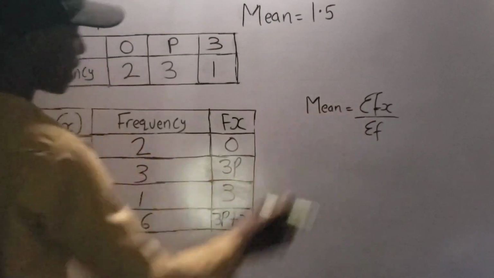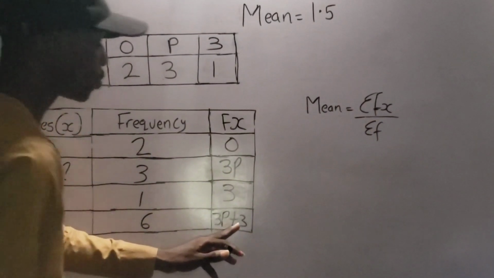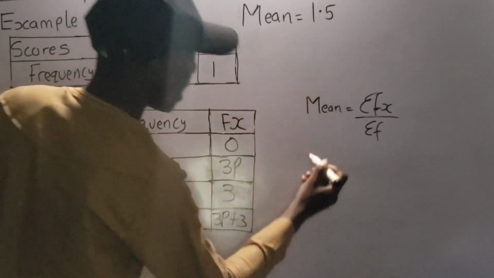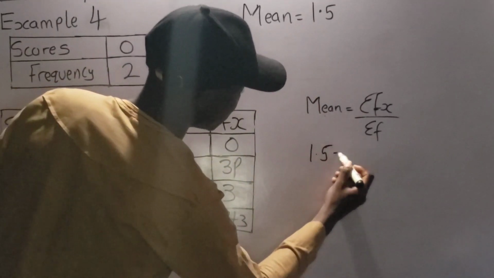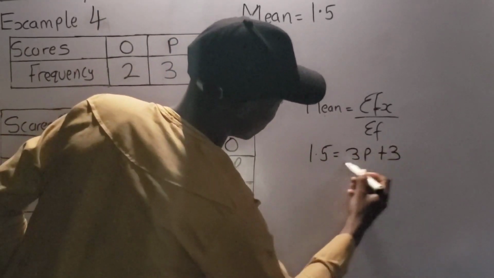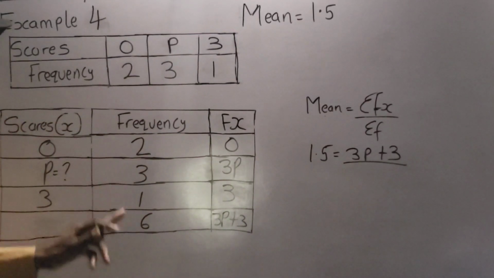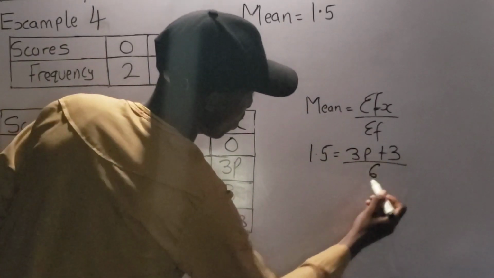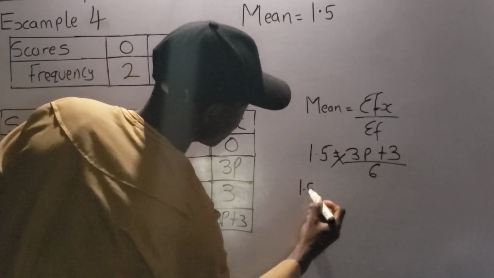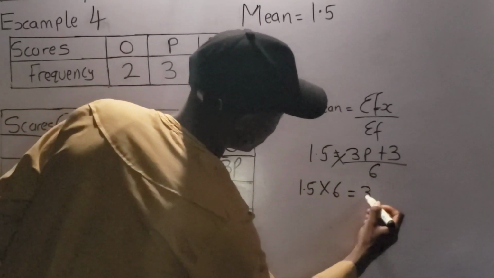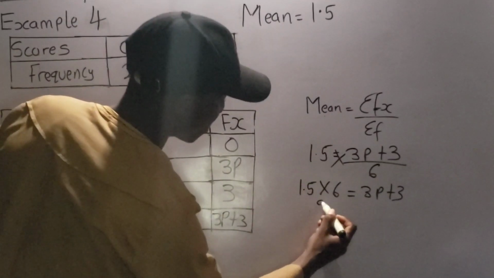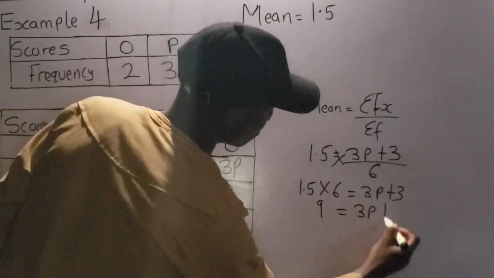So mean is what? Summation fx all over summation f, and summation fx is what? 3p plus 3. So mean, which is 1.5, is equal to summation fx, that is 3p plus 3, all over summation f. Summation f is 6, so all over 6. If you cross multiply, we are going to have 1.5 multiplied by 6 is equal to 3p plus 3. You understand? 1.5 multiplied by 6, that is 9. So 9 is equal to 3p plus 3.